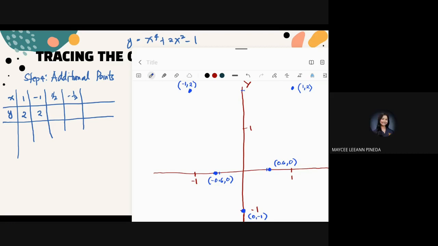Negative 7/16. Negative 7. I-decimal mo nga. Negative 0.44. 0.4, isang decimal lang tayo. Yung isa, ito, yung 1/2 yan. Okay, yung negative 1/2.